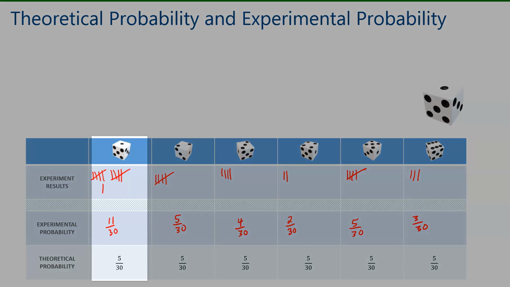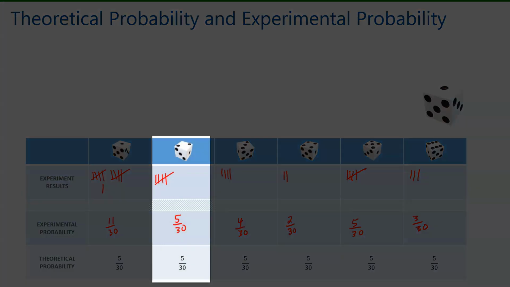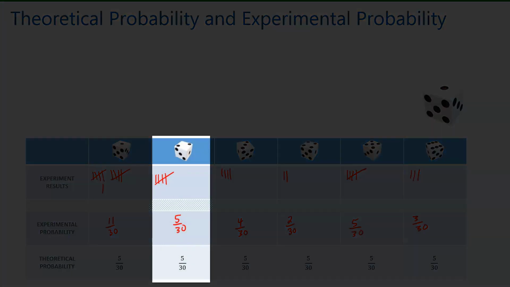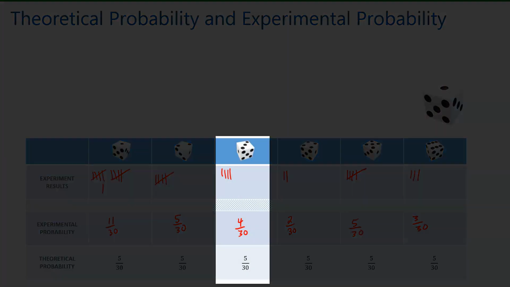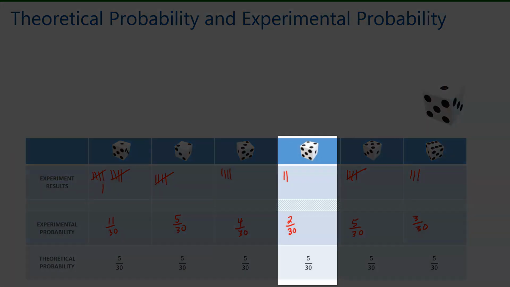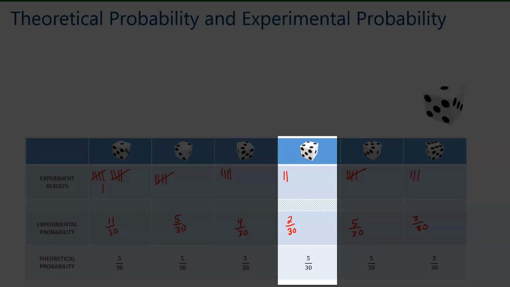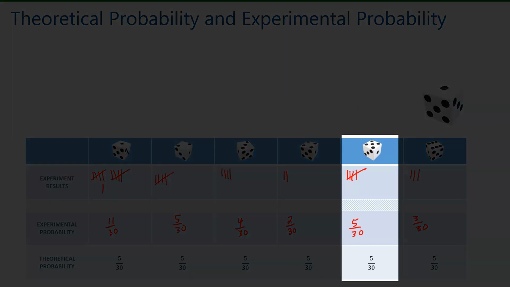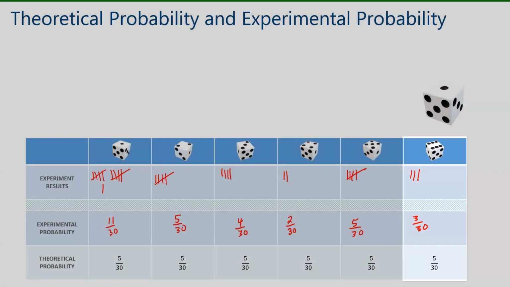Observations: we notice that in the case of rolling 1, our experimental probability was significantly greater than the theoretical. In rolling a 2, our experimental and theoretical probabilities are the same. In rolling a 3, they're pretty close. In rolling the 4, experimentally we rolled 2, which is a bit less than the theoretical 5. For rolling a 5, our experimental and theoretical probabilities are the same. And for the 6, our experimental probability was slightly less than the theoretical.